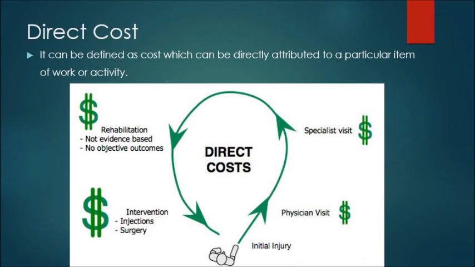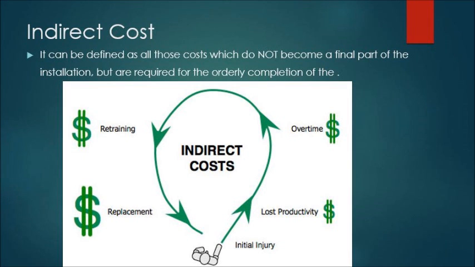Direct cost can be defined as cost which can be directly attributed to a particular item of work or activity. Indirect cost can be defined as all those costs which do not become a final part of the installation, but are required for the orderly completion of the installation, and not limited to field/home office administration, direct supervision, capital tools and software, startup costs, fees, insurances, and taxes, etc.